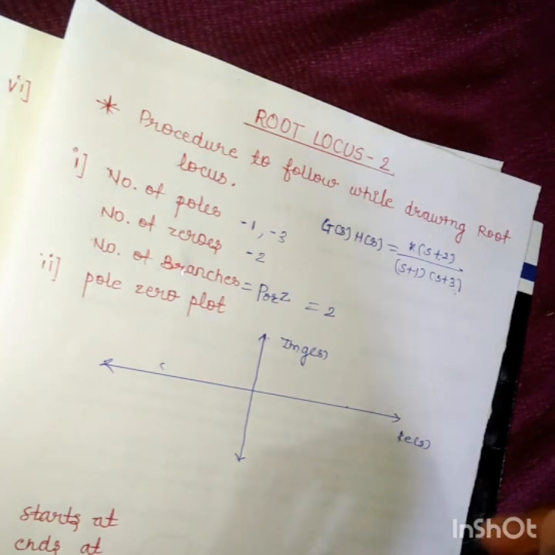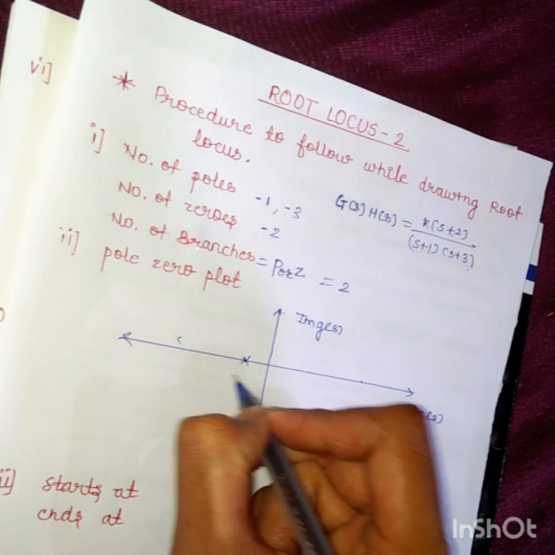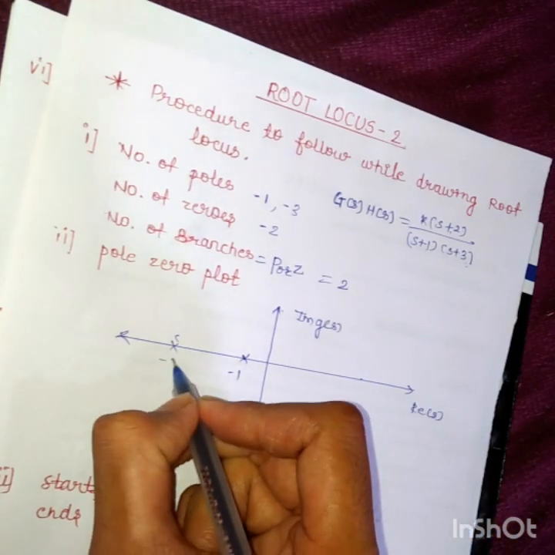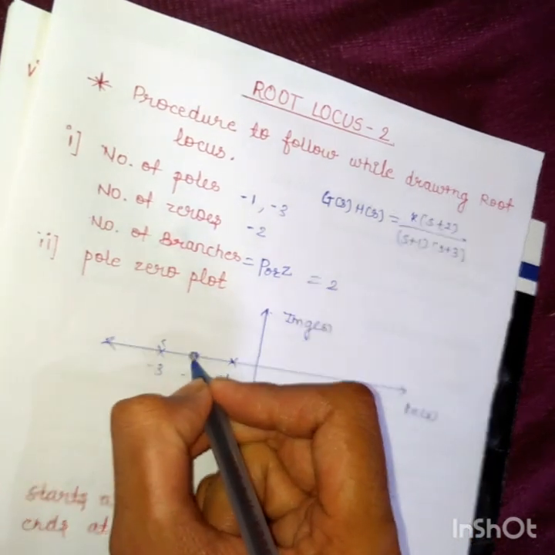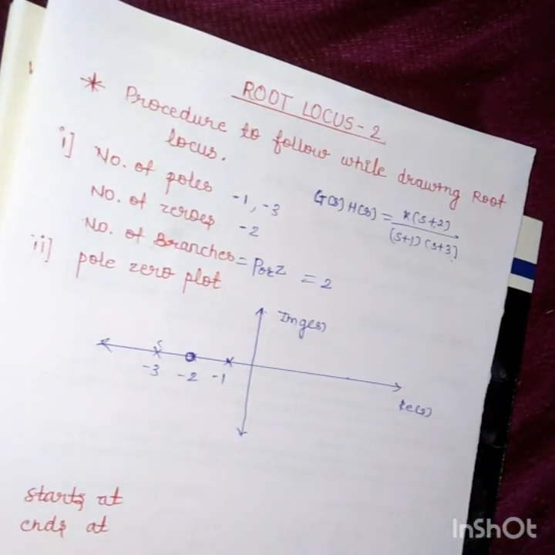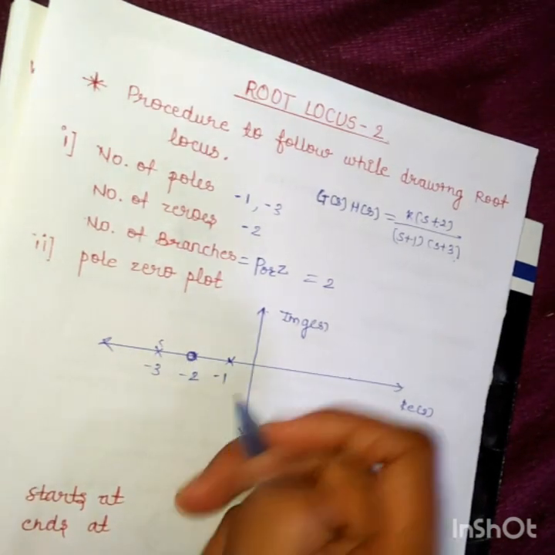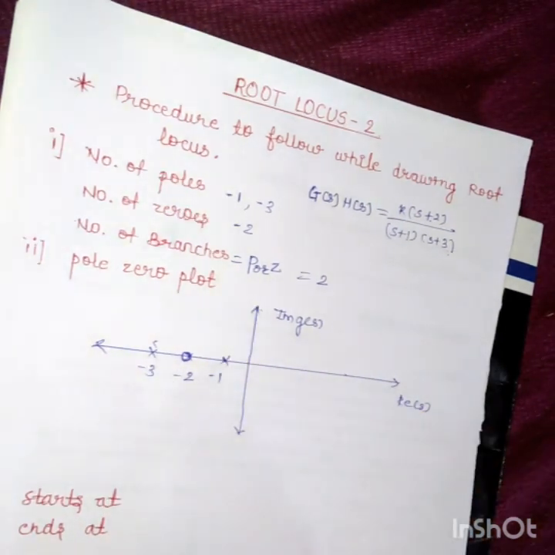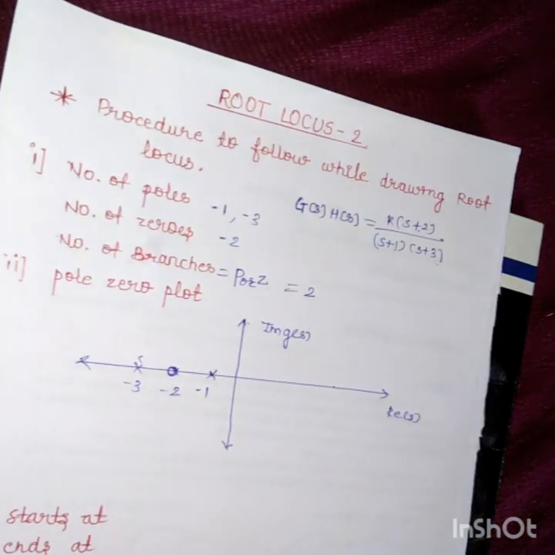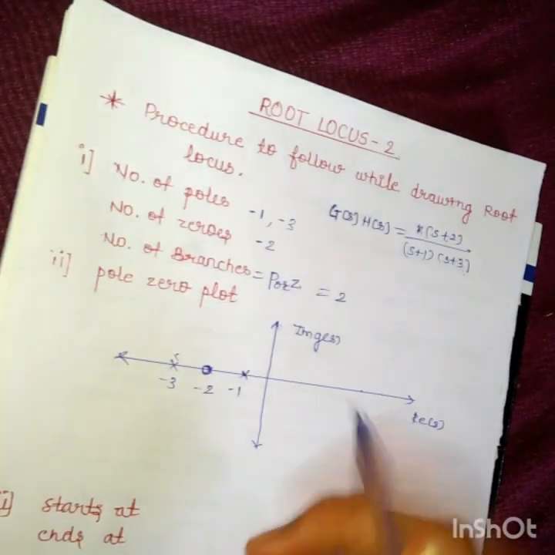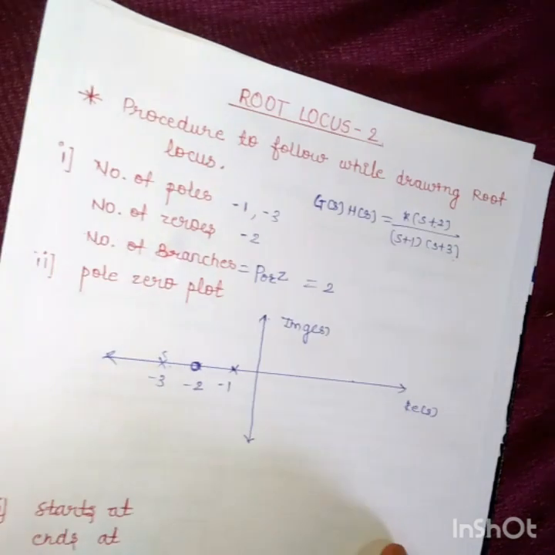First, two poles are there: at minus 1 one pole, at minus 3 another pole, and at minus 2 there is one zero. Always draw a zero by a circle sign, and poles by a cross sign. So this is our poles and this is our zero. Therefore we see that there are 2 poles and 1 zero in this pole zero plot, and we have drawn it.